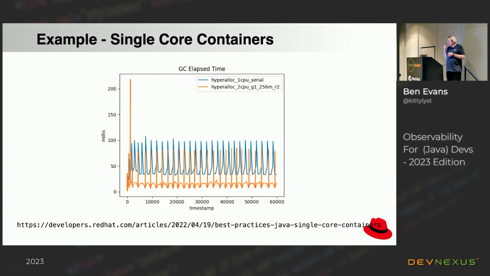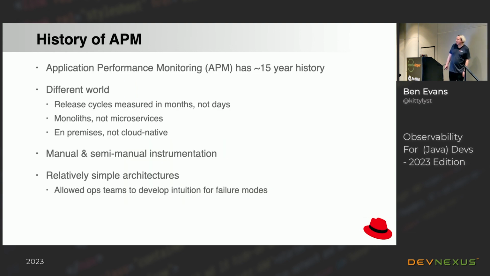Okay, so this idea that we have observability to try to figure out some of these sorts of problems and look inside our containers and our applications, it's not a new idea. It's been around 15 plus years. I mean, I spent some time working at New Relic, and New Relic was one of the first big APM vendors. But it was a different world, right?